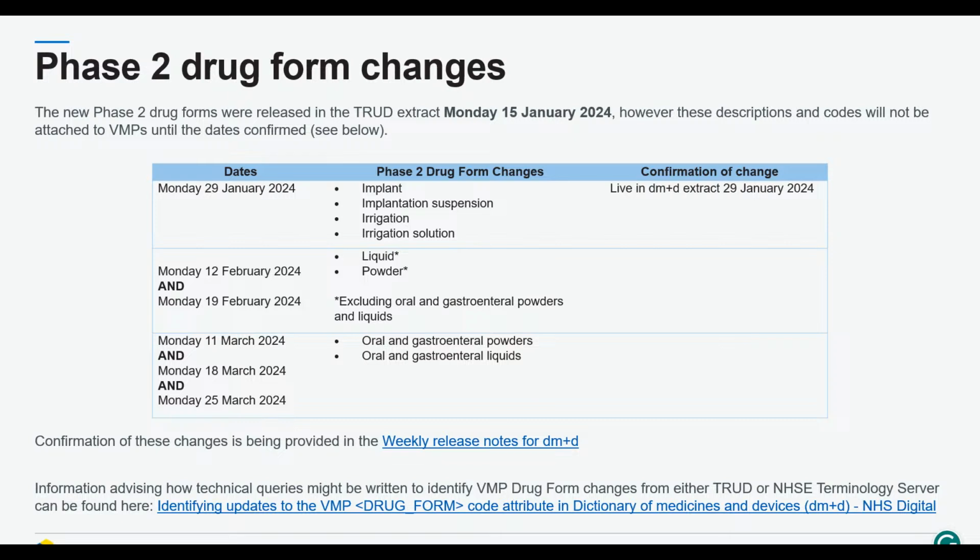We've also got information advising how technical queries can be written to identify these VMP changes, should people want to do that, and that's available on that website and at the bottom. It also gives you information about how you can query them, both in TRUD, which is the traditional method that we release DM&D files through in the XML files, or through the NHS England terminology server, which is a new server which DM&D data is available from. And just the last slide, please.